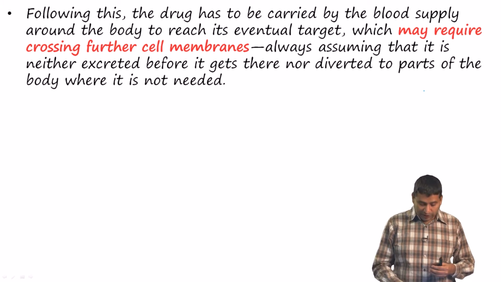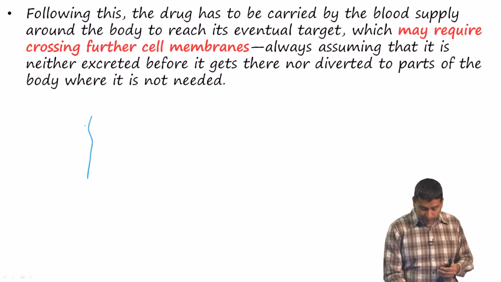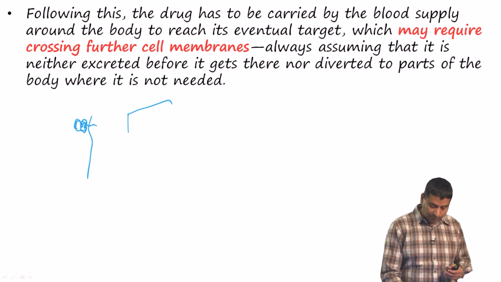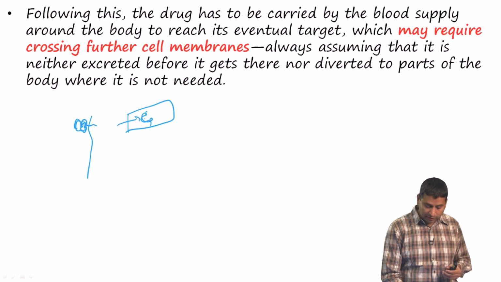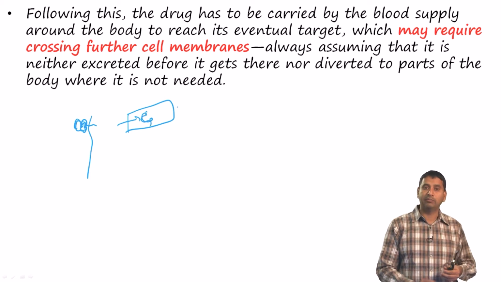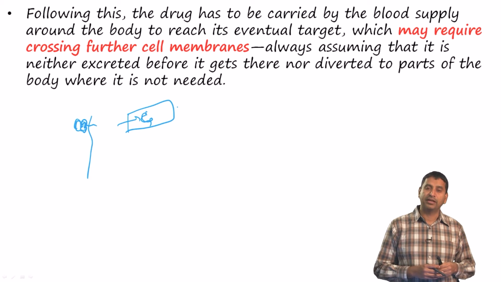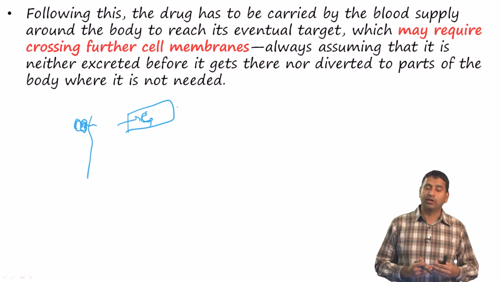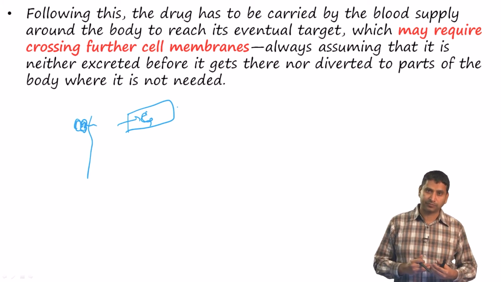Let us say, for example, there is an area where there is an infection. So, this is a bacterial infection. Now the drug has to cross these membranes, get into the bacterium, and let us say it is hitting the DNA of the bacterium, it is going to have to get into the bacterium and then hit the DNA, right. Therefore, it may be necessary for the drug to cross further cell membranes before getting to the target.